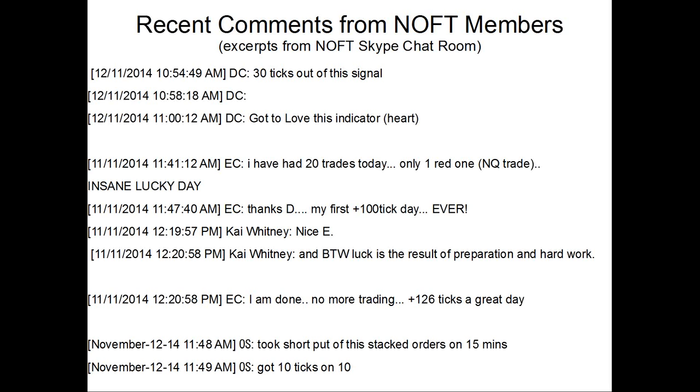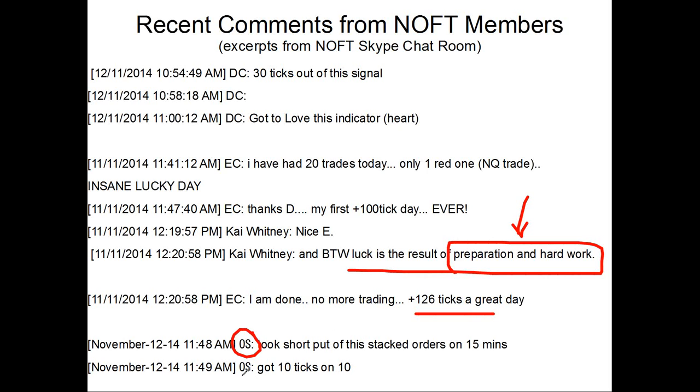A lot of people are having success quite quickly, and it really boils down to the preparation and hard work that they're doing. And Kai has said here, by the way, luck is the result of preparation and hard work. I'm done. No more trading today. 126 ticks today. We had another member, obviously trading heavier contracts, I would think. They're taking 10 contracts and they took 10 ticks, so there's 100 ticks right there.